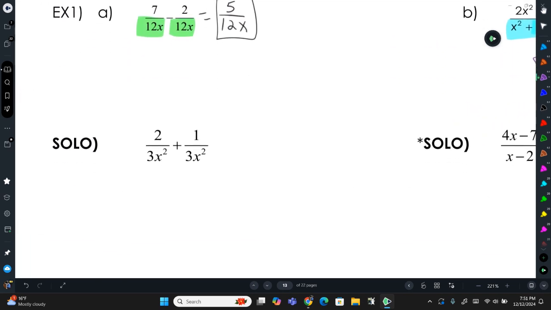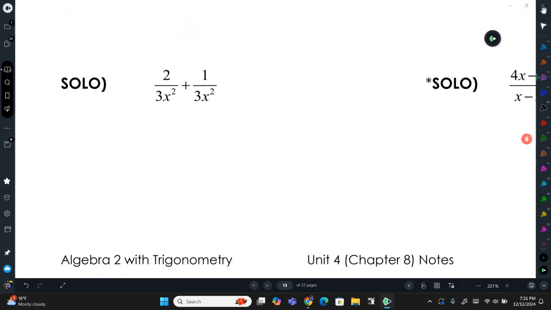Okay, so then down here, denominators are the same. So 2 plus 1 is 3. So you have 3 over 3x squared. Well, the 3's on the top and bottom can cancel, but remember, if there's nothing on the top, it becomes a 1. So we have 1 over x squared.